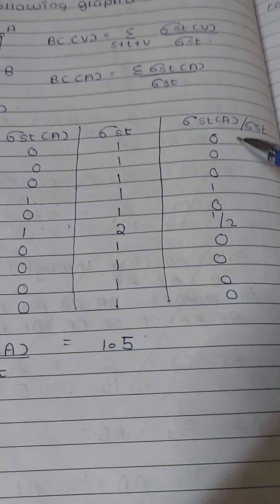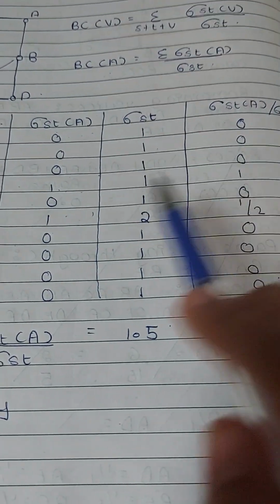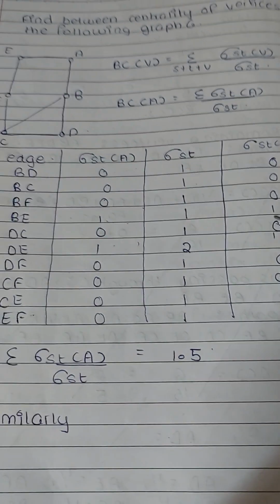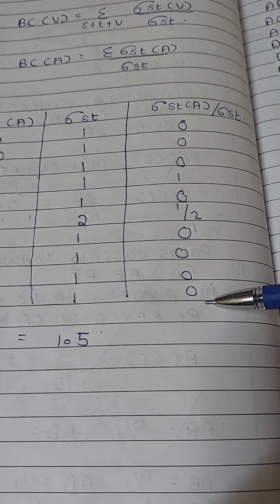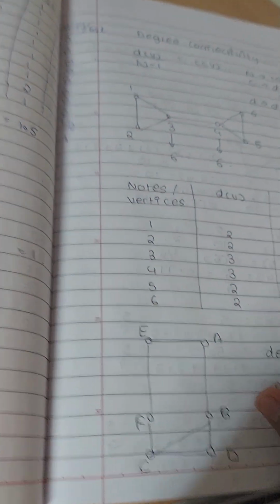Then what we do is we find the ratio of these two. So 0 by 1 is 0, 1 by 1 is 1, 1 by 2 is half, and we just sum this entire column to get the betweenness centrality of A. We can do this for all the vertices that are given.